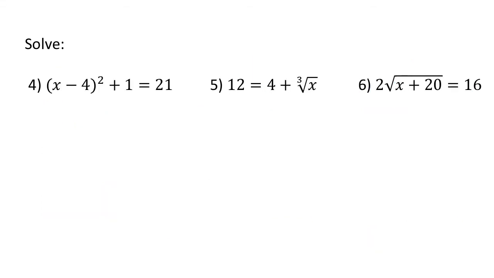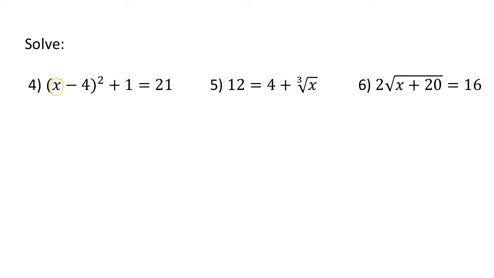All right, number 4. X minus 4 squared plus 1 equals 21. So I want to get the x by itself. I'm trying to just isolate that x. I want to undo all these other operations so that I just have the x.